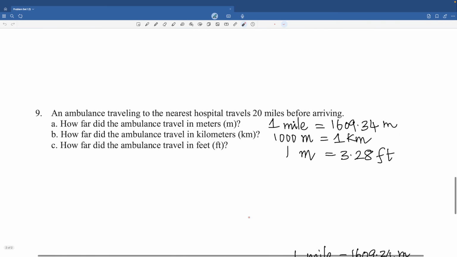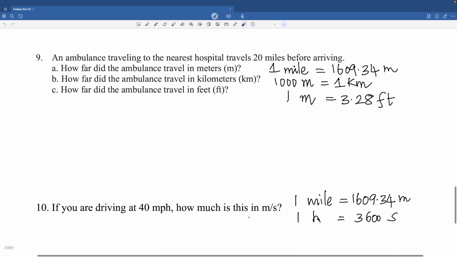All right, brings us to the last question. If you are driving at 40 miles per hour, that's how you read it, so miles divided by hour, how much is this in meter per second? For that, you need 2 conversions. 1 mile is 1609.34 meter. You need that. And 1 hour is 3600 seconds. You've got to be able to figure this out.